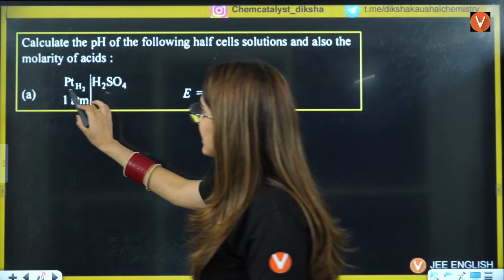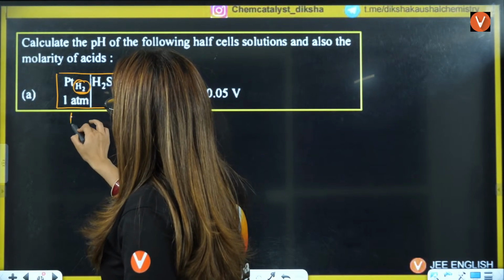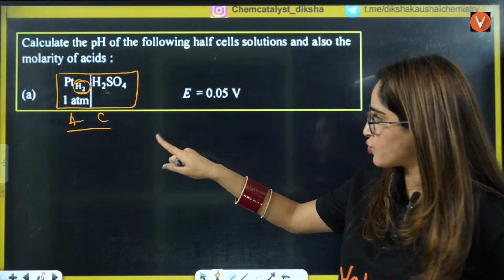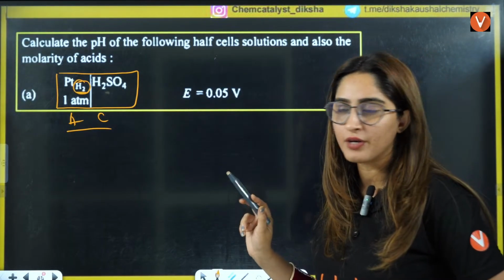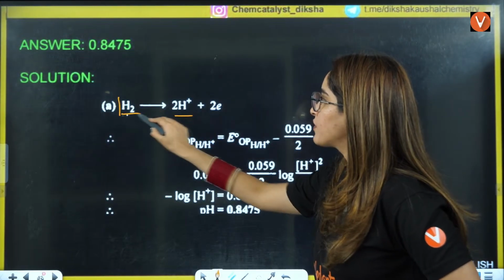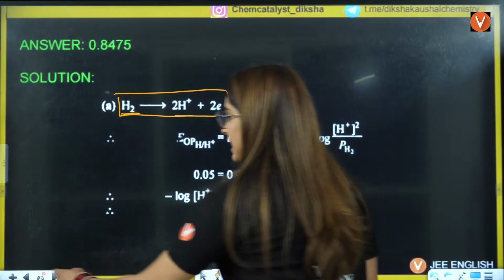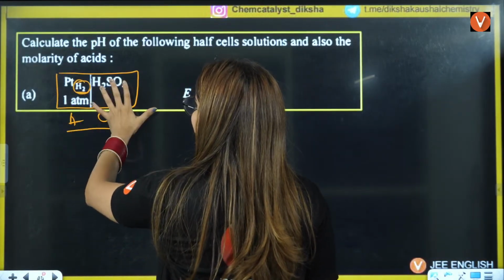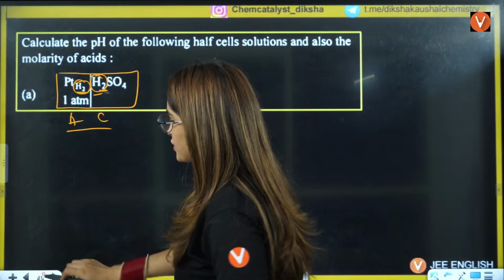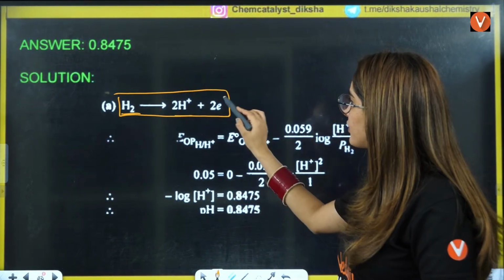Firstly, you need to see the equation, right? This is platinum H2, this is anode and this is cathode. That means at anode you have H2, at cathode you have H positive. So you can directly write the equation as H2 and this is H positive. This is how the equation in simple terms will be, right? Anode you write on the left side, cathode you write on the right side. You have H positive, and you have two H positive, so I have written two H positive here. Two electrons are getting lost here, so I have written two electrons here.